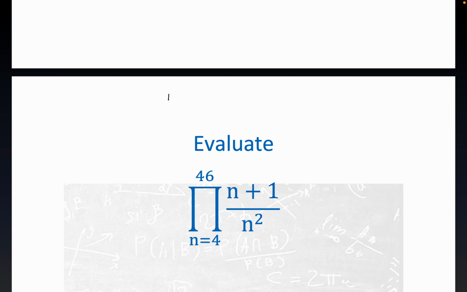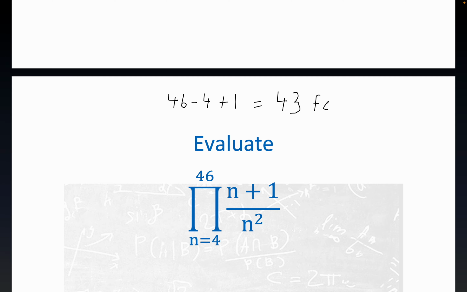Everybody, tonight we have a product with, let's see here, 46 minus 4. You've got to be careful with this, plus 1. What is that? 42, that equals 43 factors. Now, actually, you don't really need to know this, but it's kind of nice to know how many things you're working with. So it's 43 factors, not terms.